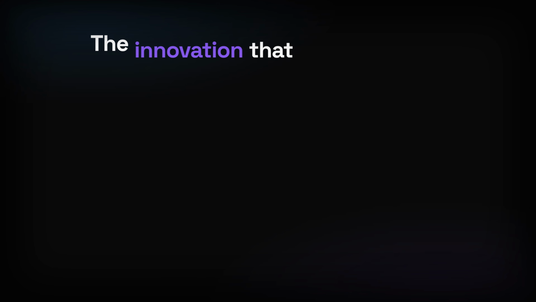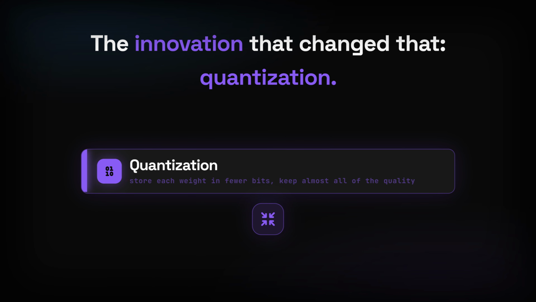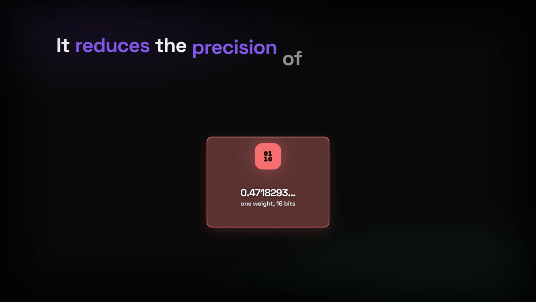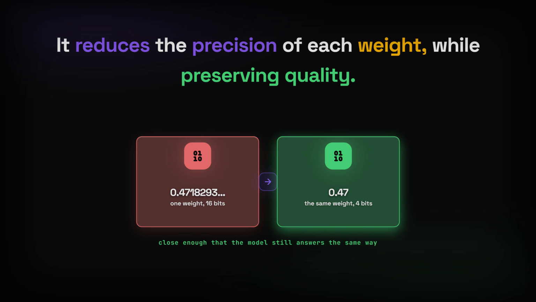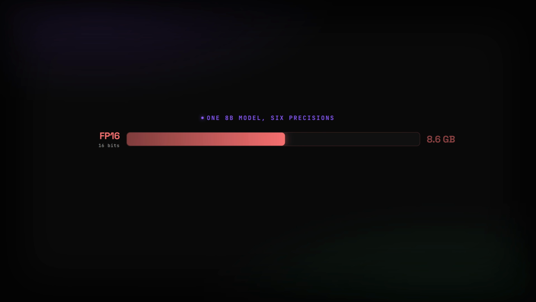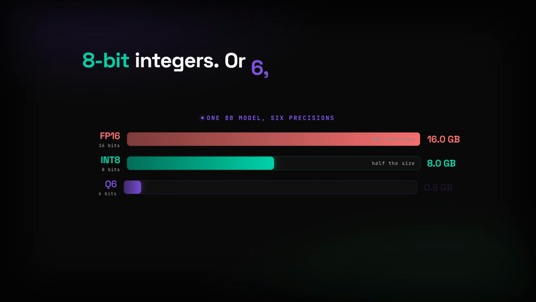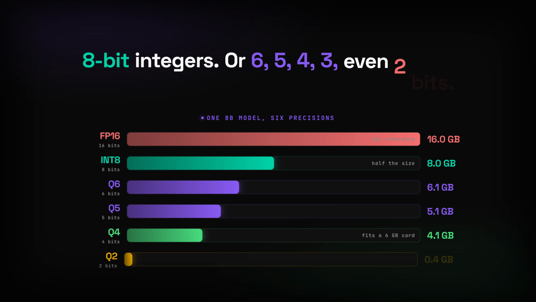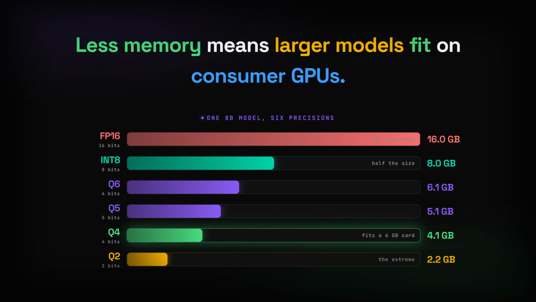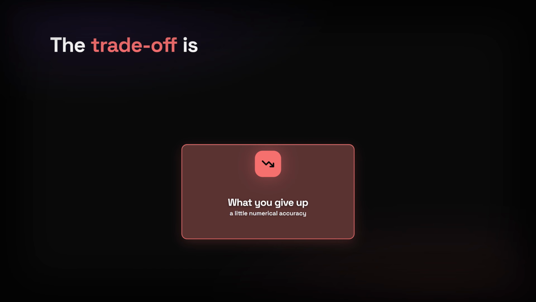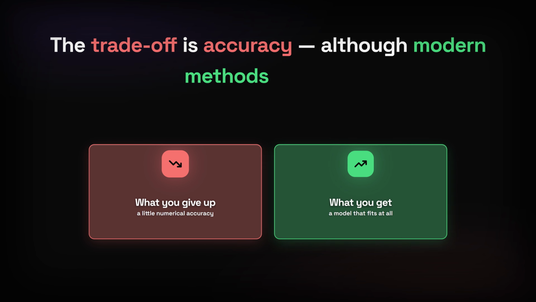One of the most important innovations enabling local AI is quantization. Quantization reduces the numerical precision used to store model weights while attempting to preserve as much model quality as possible. Instead of representing each parameter using 16 or 32 bits, quantized models may use 8-bit integers or 6, 5, 4, 3, or 2-bit representations. Lower precision dramatically reduces memory consumption, allowing larger models to fit into consumer GPUs. The primary trade-off is a potential reduction in model accuracy, although modern quantization techniques often preserve surprisingly high performance.